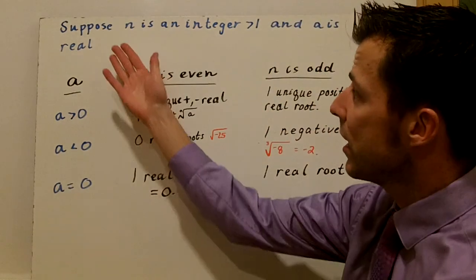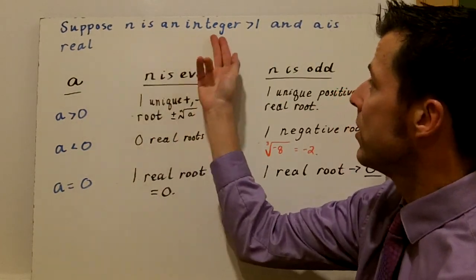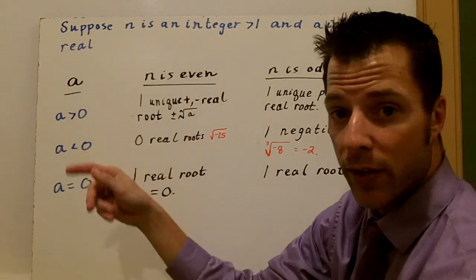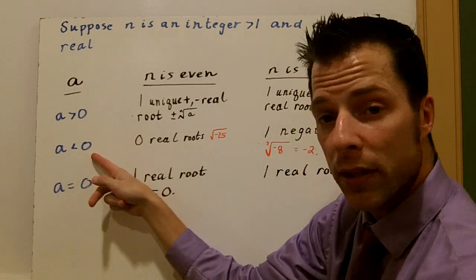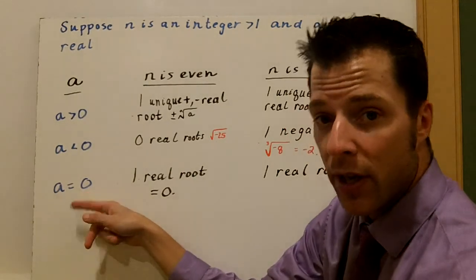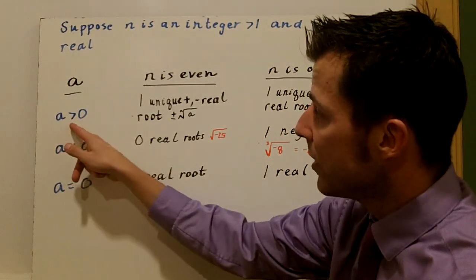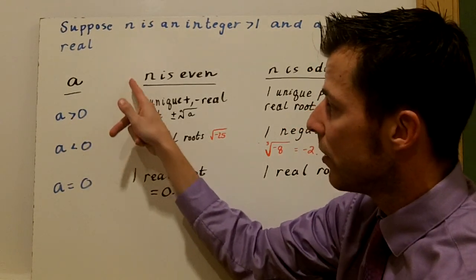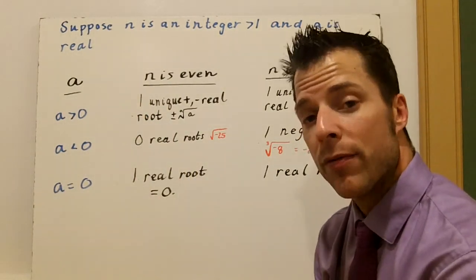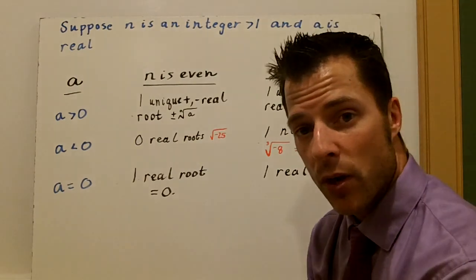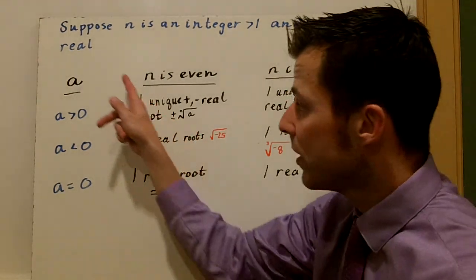Now, in this last part, suppose n is an integer greater than 1 and a is real. So if a is a real number, it can be greater than 0, less than 0, or equal to 0. And this tells you what happens. If a is greater than 0 and we have an even power, we have one unique positive root and one unique negative root. For example, the square root of 81 is plus or minus 9.